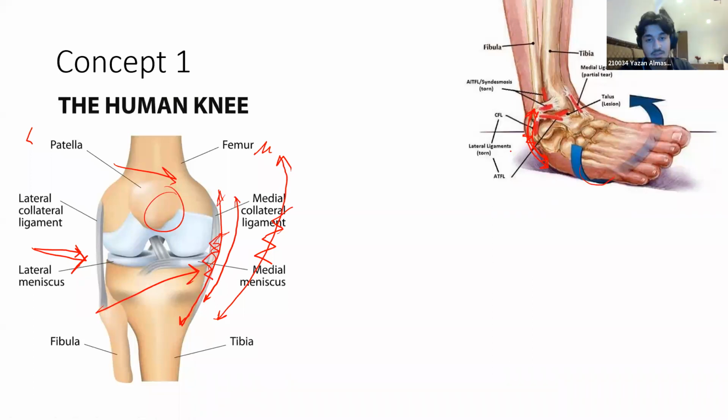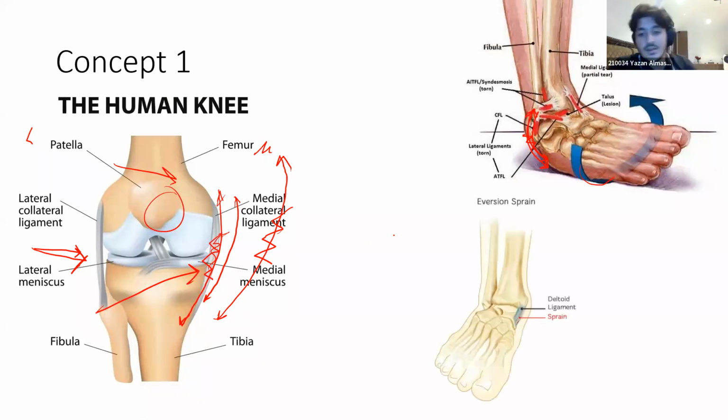Does that make sense? Yes. Okay, perfect. And this is the same thing with hypereversion. You're going to overstretch the medial ligament and tear it apart. So this is the first concept. Is everyone clear on this? Should I move on?